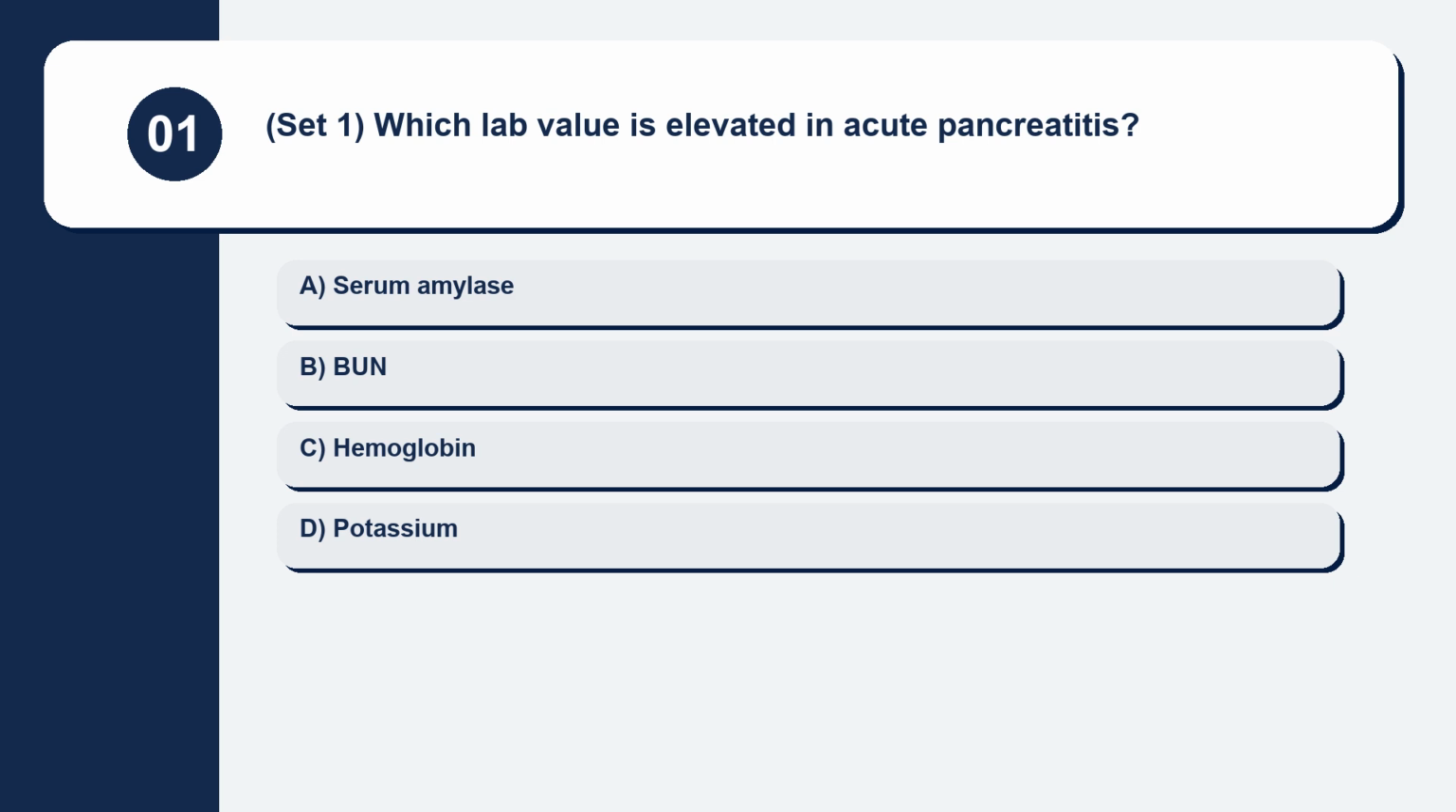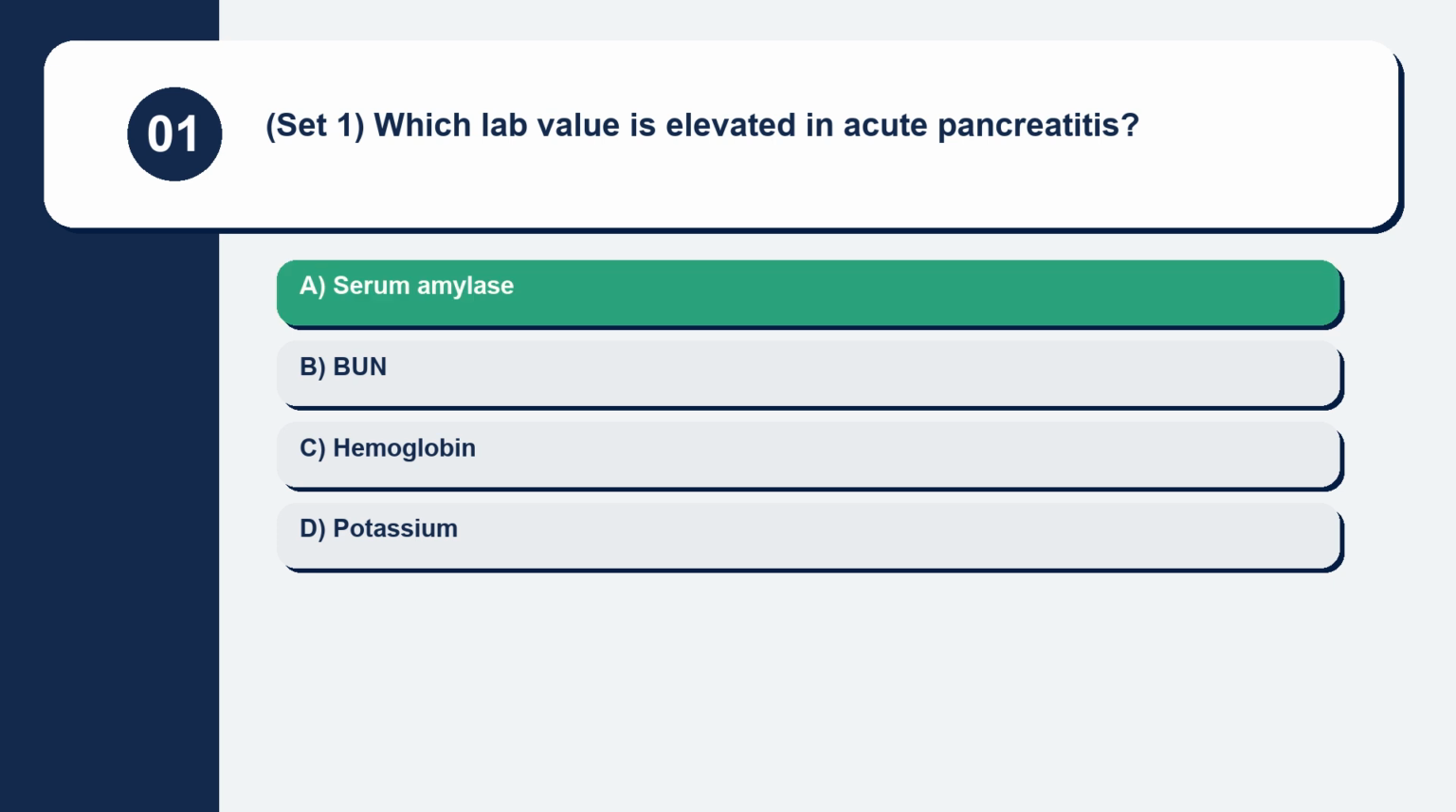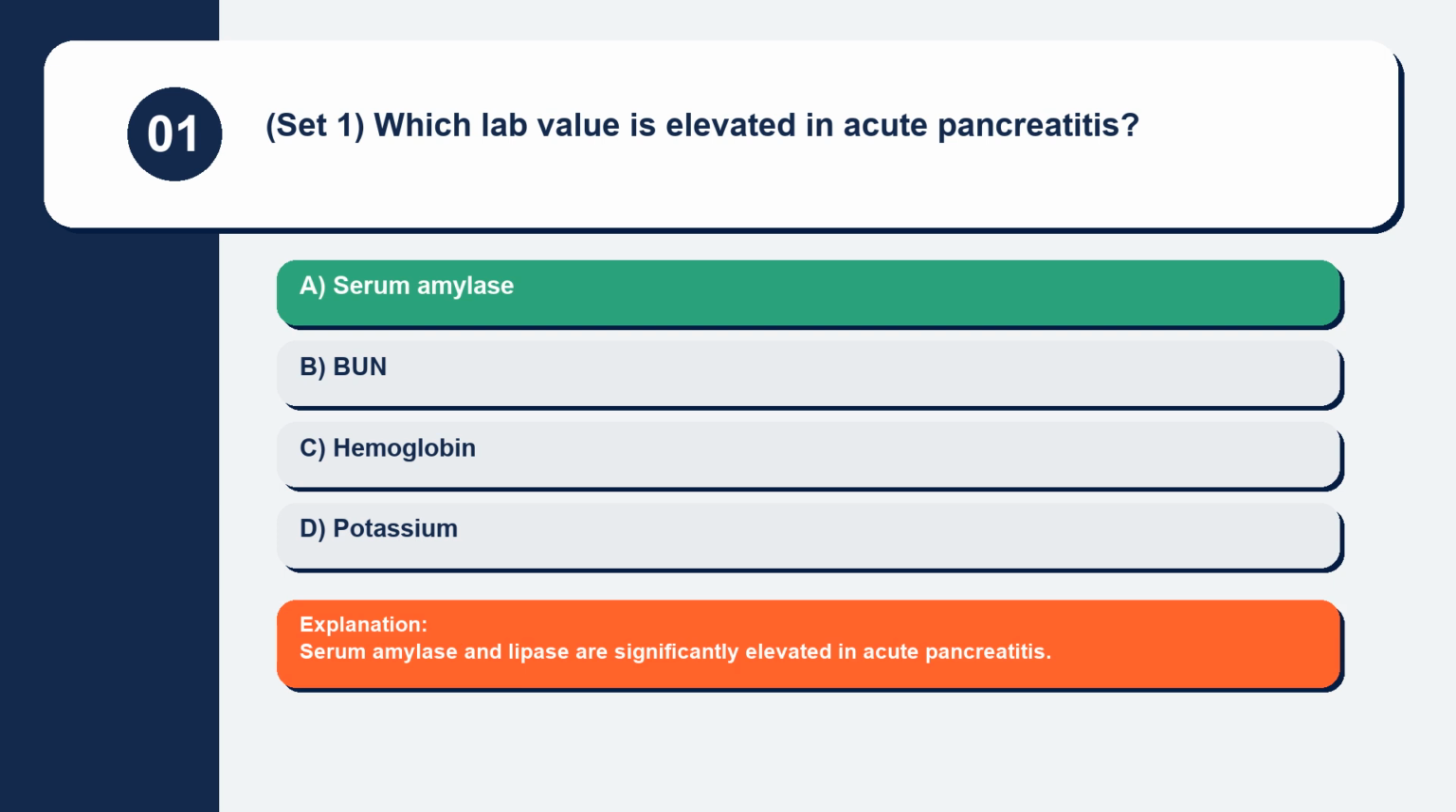Question 1, Set 1. Which lab value is elevated in acute pancreatitis? Serum amylase, BUN, hemoglobin, potassium. Serum amylase and lipase are significantly elevated in acute pancreatitis.